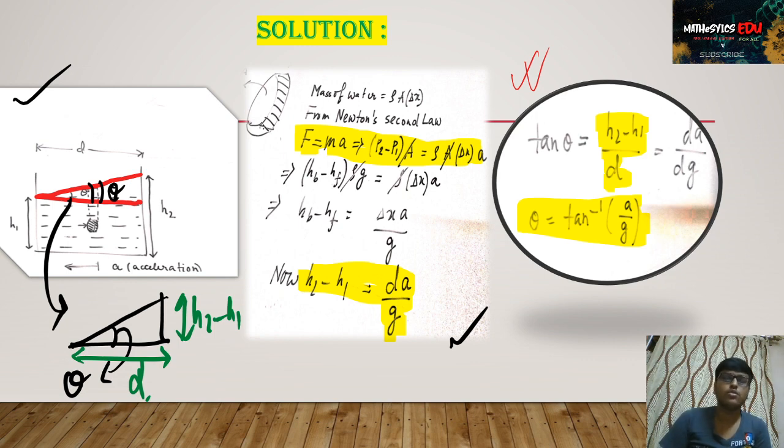So there is no need to take that this one should be at the right hand side and this at the left hand side. No, that is not the case. You can take any of them. The minus sign will automatically make sure that you are at the right position. Now hb rho g minus hf rho g, I have taken (hb minus hf) common from there, and that is equal to rho delta x a.